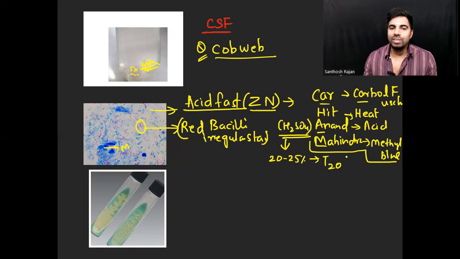T20 is TB. For TB, you're using T20. Okay. Then 5% is for what? Once again, Mycobacterium leprae. Repeat with me, so it'll be very easy. And then the other one is 1%. 1% is for most of the other things, for example, Nocardia.